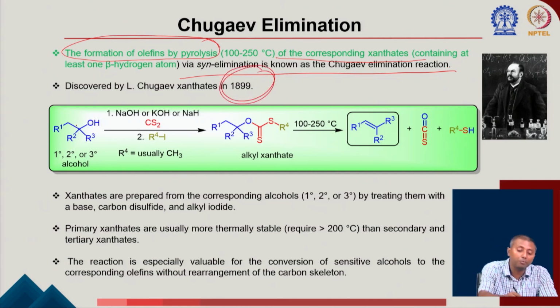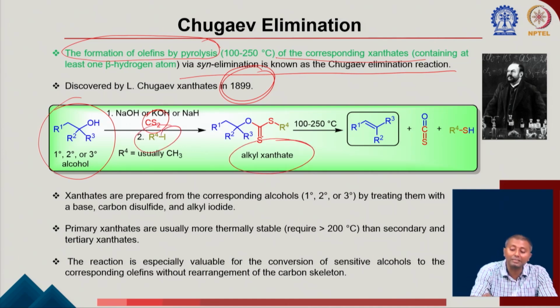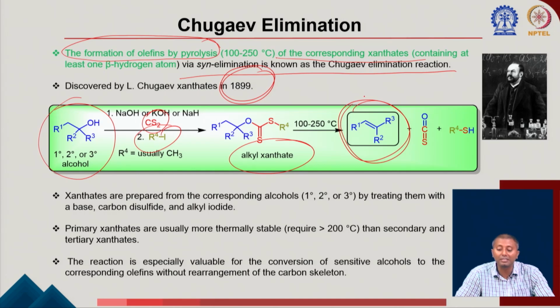Again, you start with an alcohol, primary, secondary or tertiary. You use a base to deprotonate the alcohol, treat with carbon disulfide, and then use the corresponding alkyl halide to get the corresponding alkyl xanthate. Once you have the alkyl xanthate and you heat it up, it is going to form the corresponding olefin. So again, this is a syn elimination happening, and we are going to come back to the mechanism in a minute.